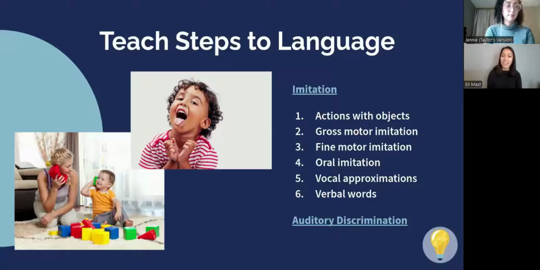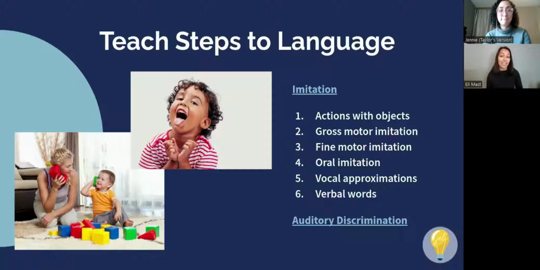And then, of course, we start to get vocal approximations. Can they say something close to the word bottle? Maybe baba, right? And then eventually that will become sophisticated and they'll be able to give us actual words that are repeated back to us. And then, of course, auditory discrimination is going to be the other component. Can they hear the differences in that sound? So those are some teaching steps that we use to help children learn language.